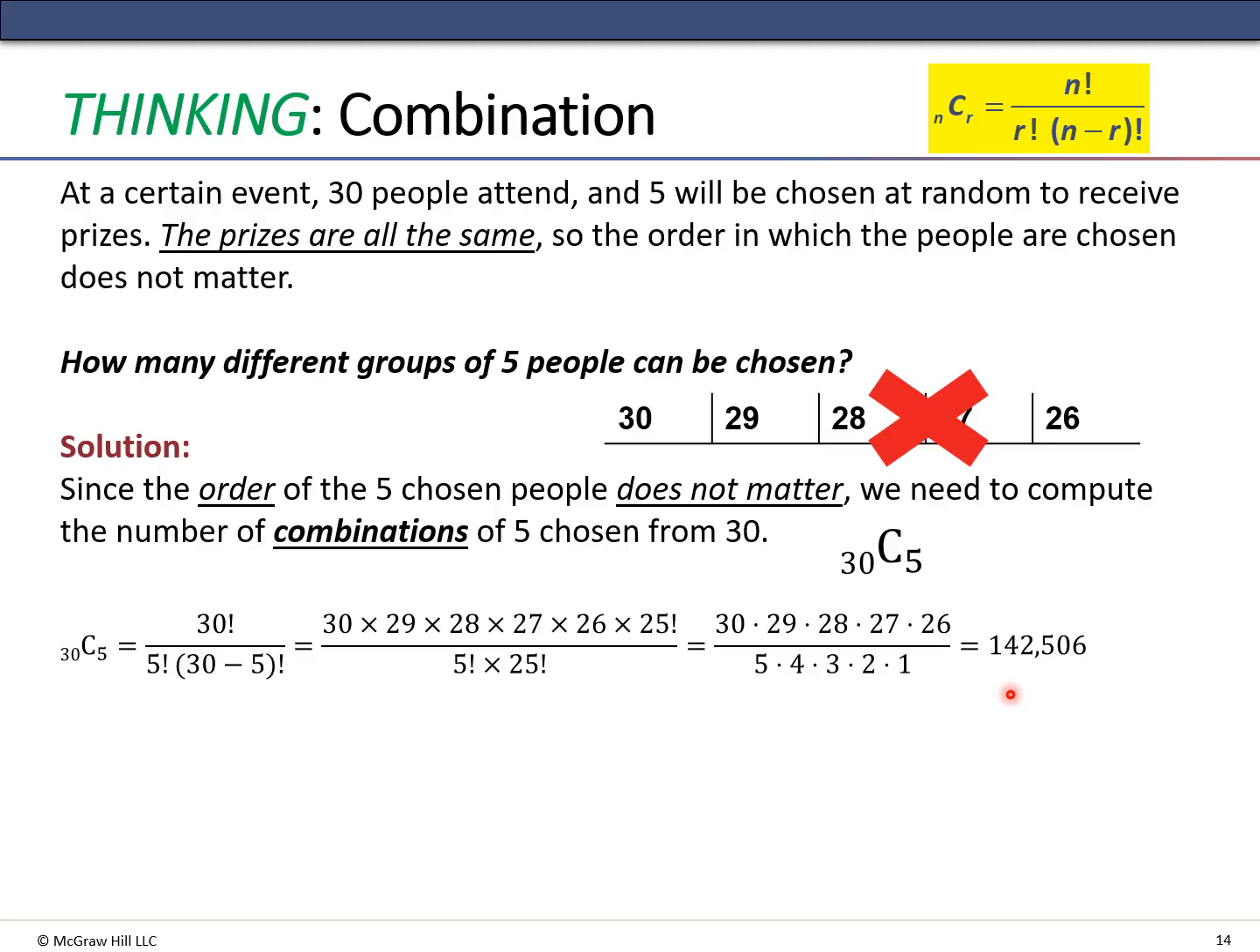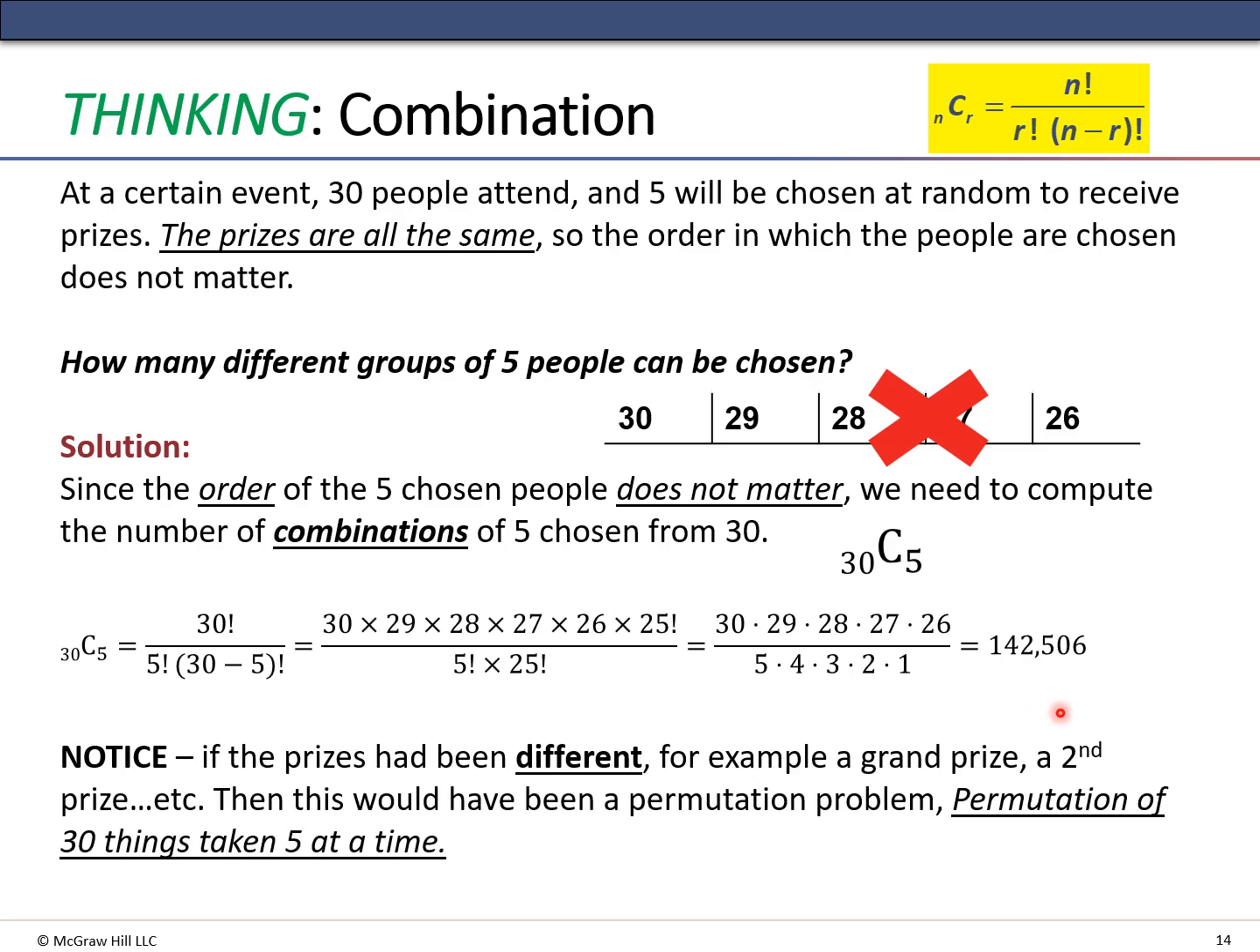It is amazing, the different combinations and permutations. Again, if we're doing permutations, it's even a much higher number. Again, notice if the prizes had been different, for example, a grand prize, a second prize, then this would have been a permutation of 30 things taken 5 at a time.